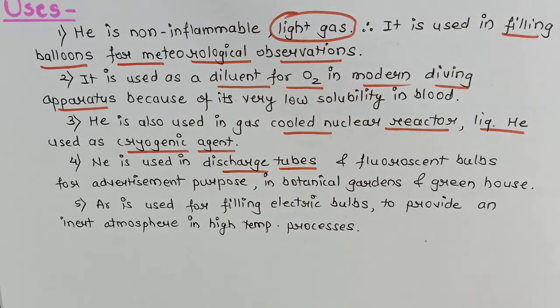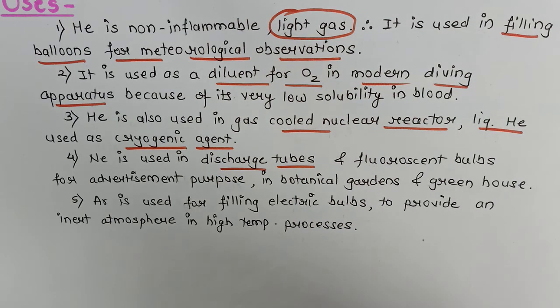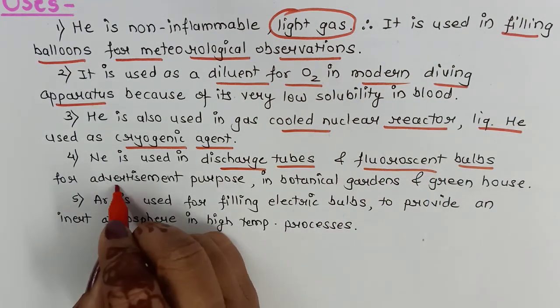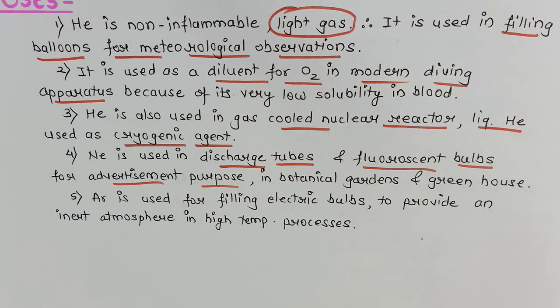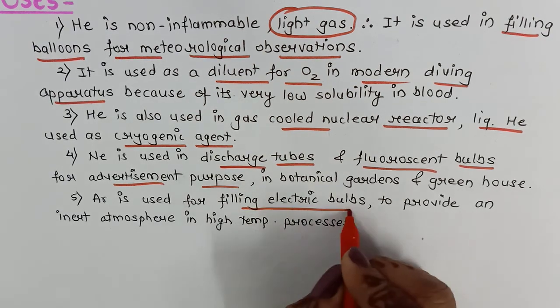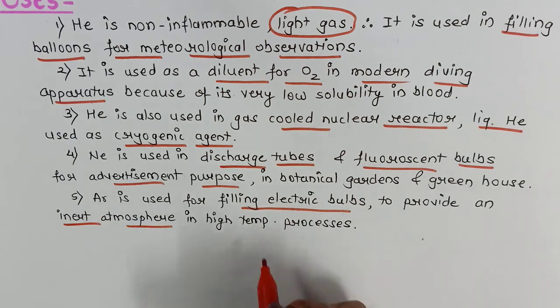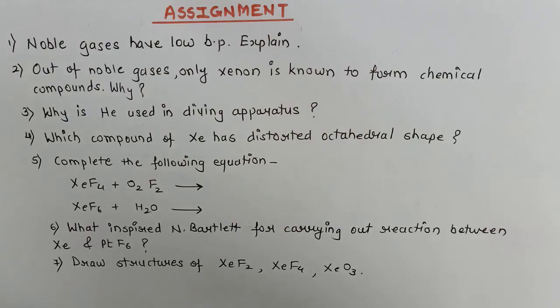You must have seen the signboards outside the shops which glow at night. These signboards make use of neon because neon is filled in fluorescent bulbs, especially for advertisement purposes. Also neon is used in botanical gardens and greenhouses. And argon. Argon is used for filling electrical bulbs. This we have been studying from childhood, that electric bulbs are filled with inert gases like argon. As well as argon is used to provide an inert atmosphere wherever high temperature is required.